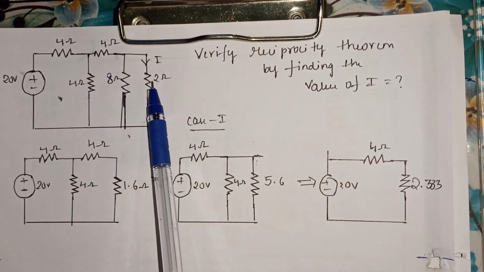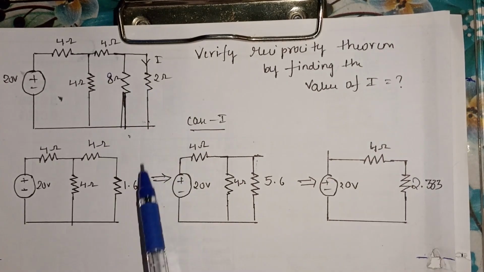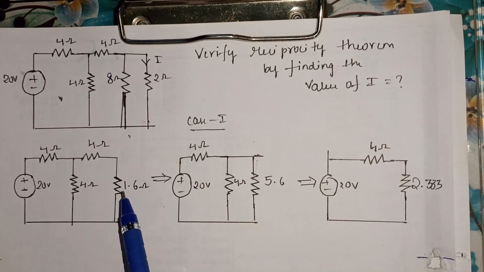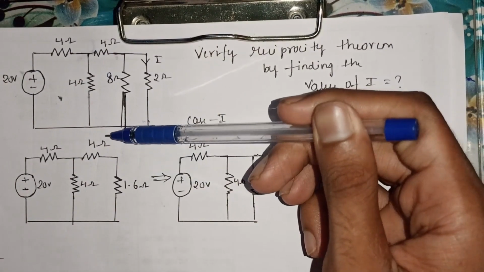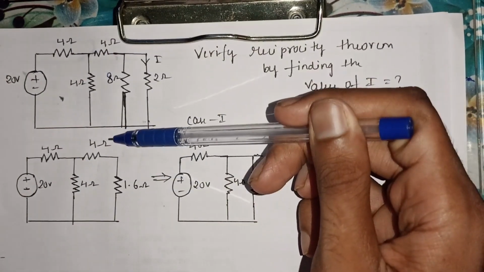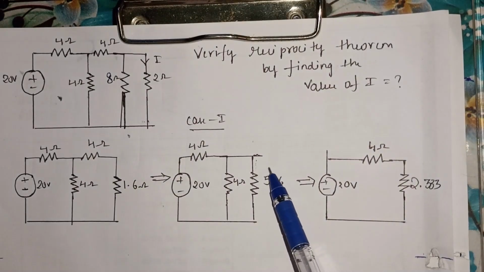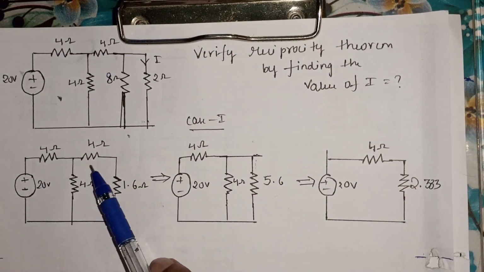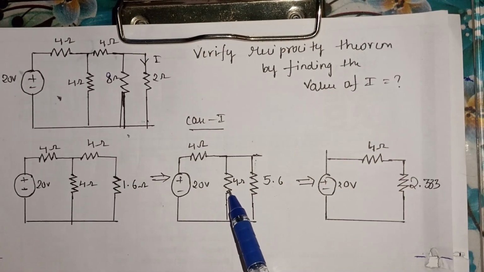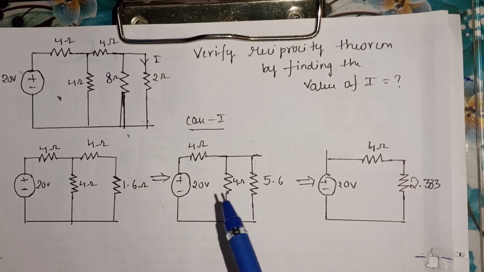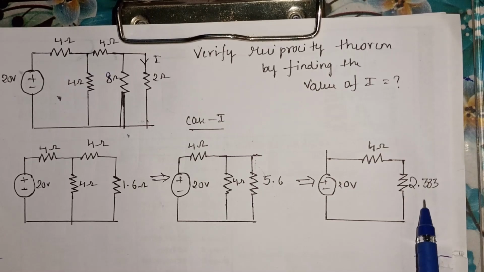So considering the equivalent resistance of 8 ohm and 2 ohm in parallel, we get 1.6 ohm, which is in series with the 4 ohm resistance. On adding in series we get 5.6 ohm, the series equivalent of 4 ohm and 1.6 ohm, which is then connected in parallel with the 4 ohm resistance. The equivalent resistance of this parallel combination gives the value of 2.33 ohm.